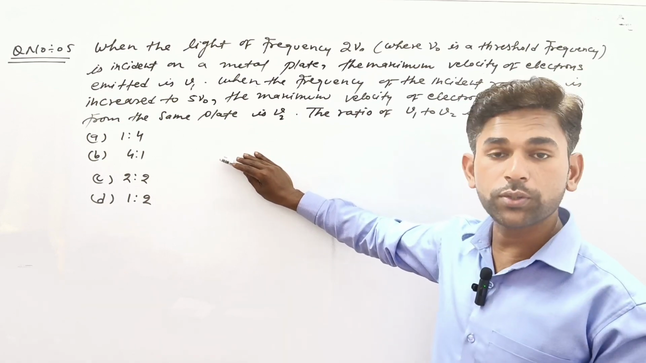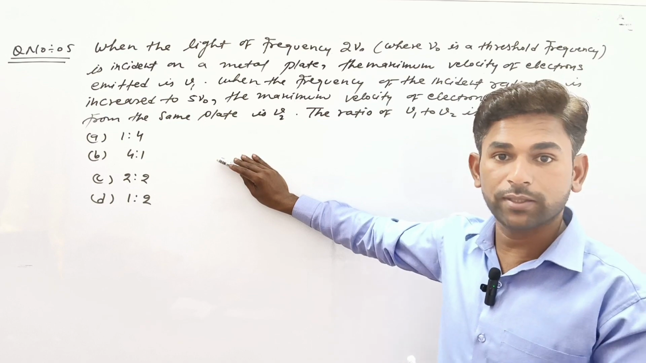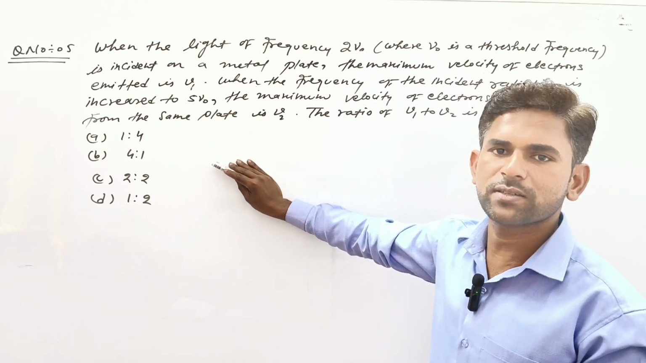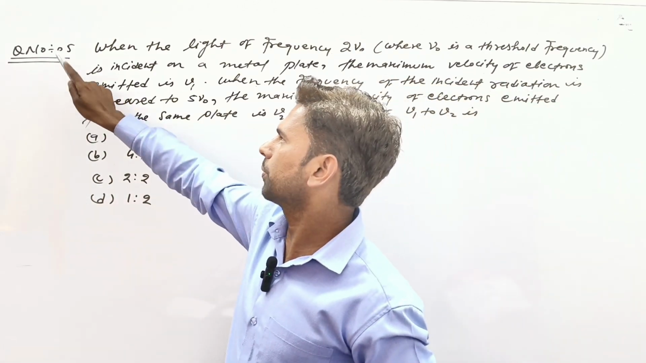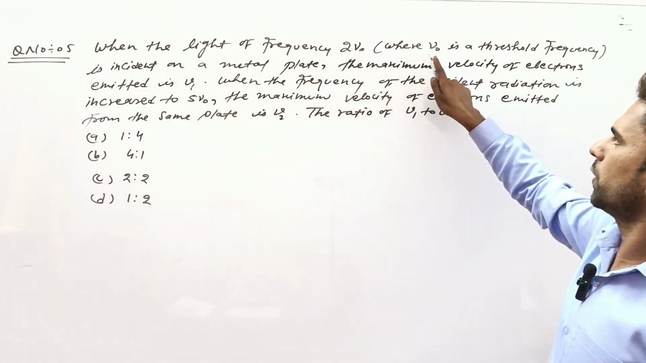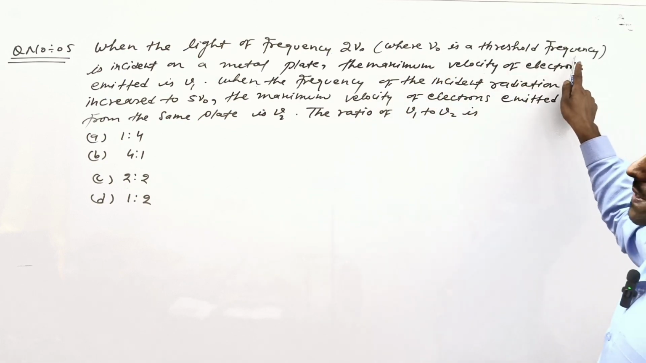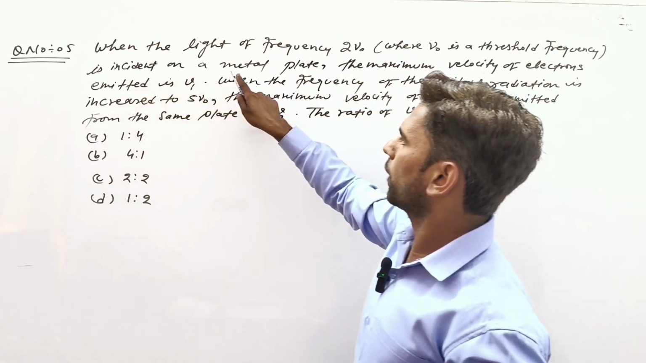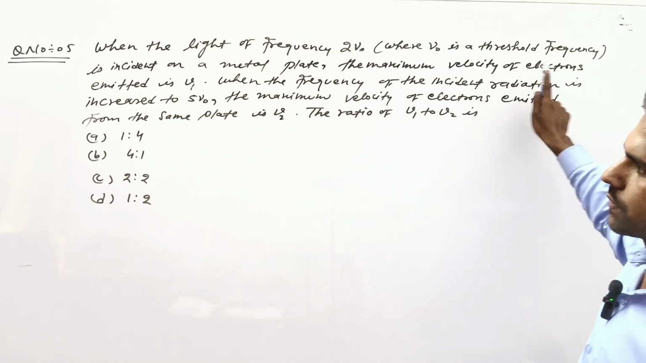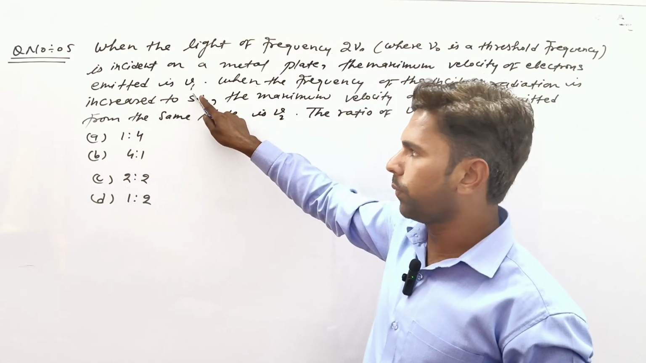This is a most important question because it is based on Einstein's photoelectric equation. So please read this question carefully. Question number 5. When light of frequency 2 nu naught, where nu naught is the threshold frequency, is incident on a metal plate, the maximum velocity of electrons emitted is v1.